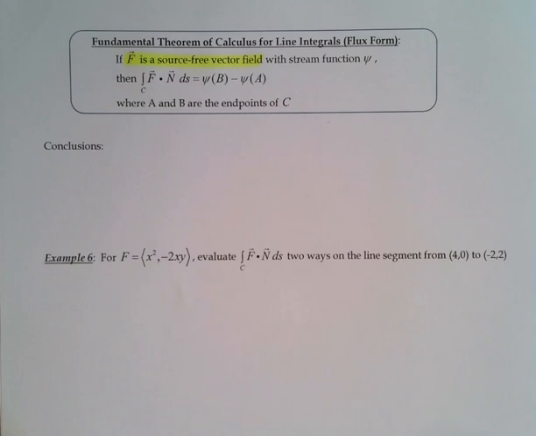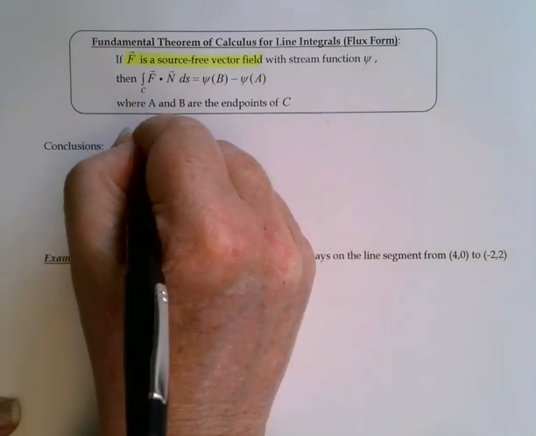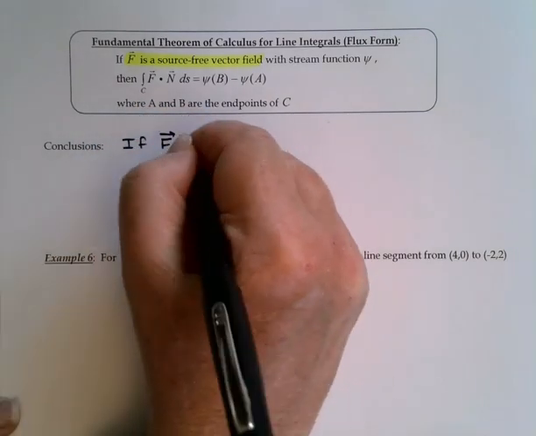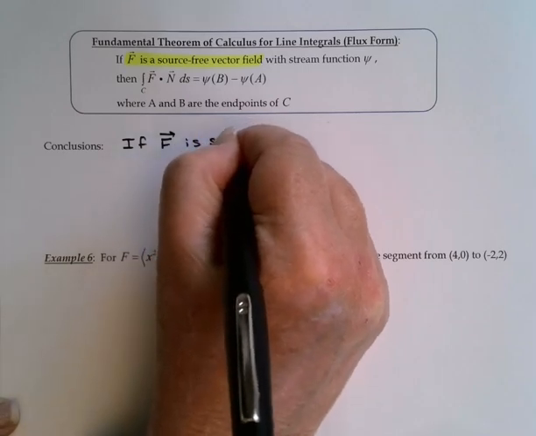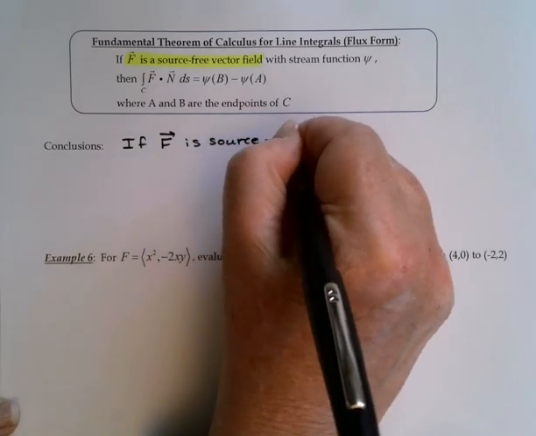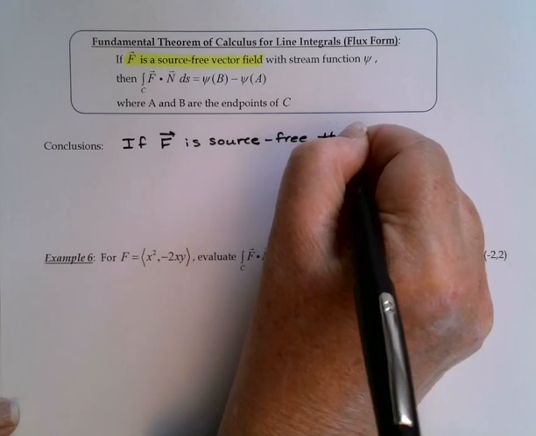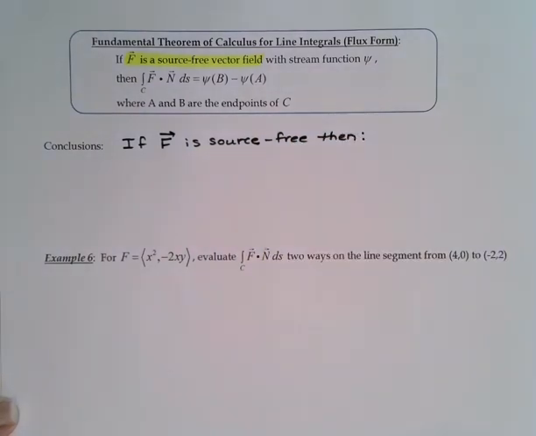This means we can draw very similar conclusions to the conclusions we drew with the circulation form. We can say that, again, this only applies if f is source-free. Then, first of all, the flux integral will be path independent.